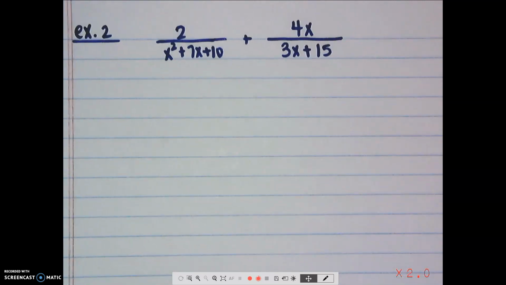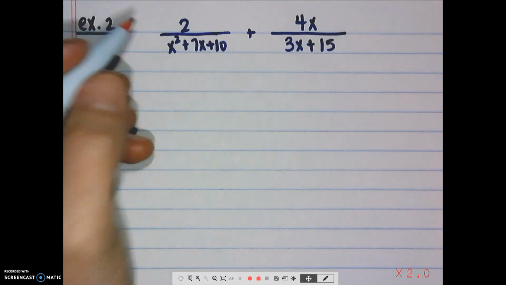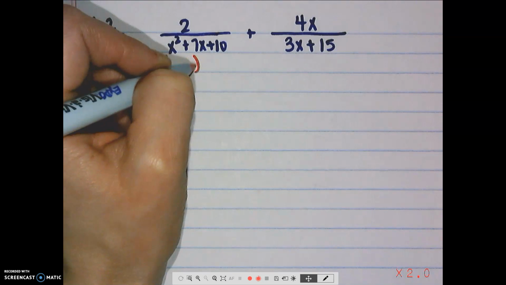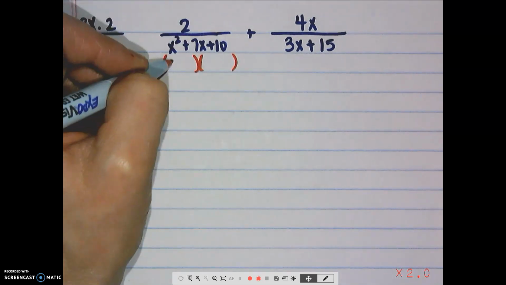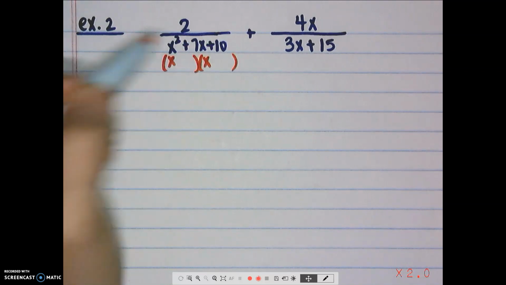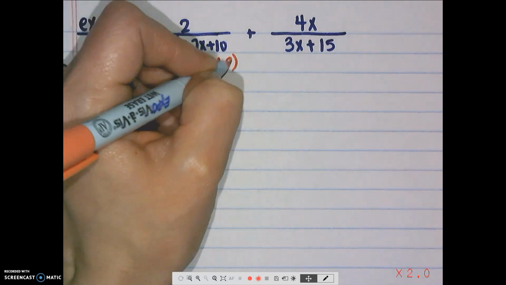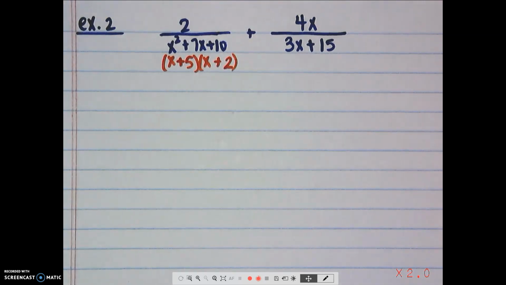Okay, so let's take it to the next step here. If we have 2 divided by (x squared plus 7x plus 10) plus 4x divided by (3x plus 15), the first thing we need to do here is factor the denominators. So we need x and x here, obviously. We need two numbers that multiply to give us 10 and add to give us 7. Those numbers would be positive 5 and positive 2.